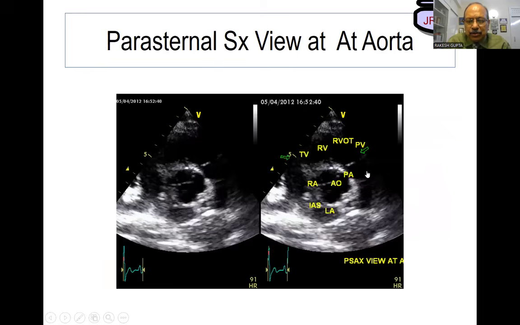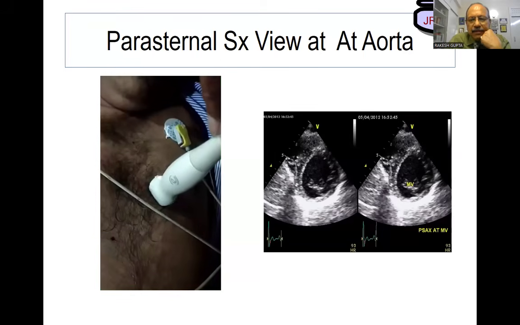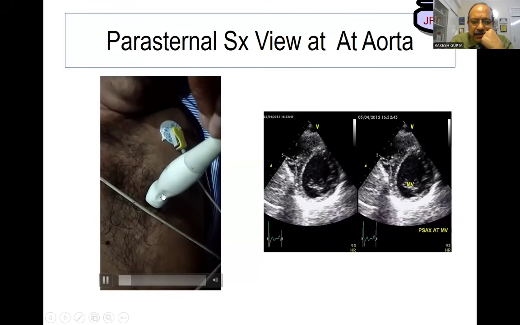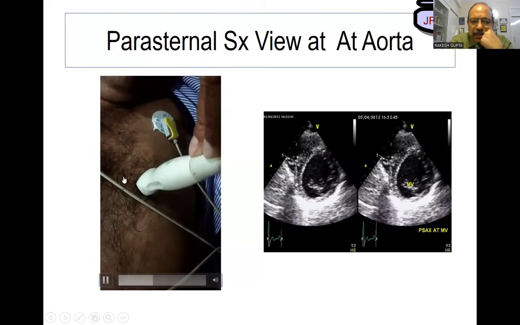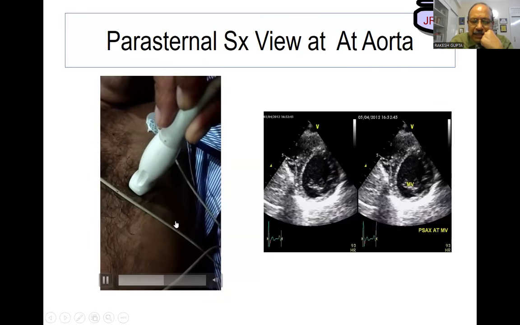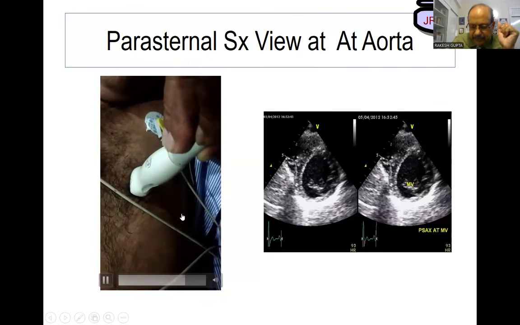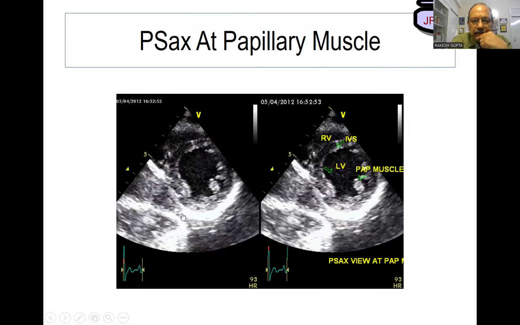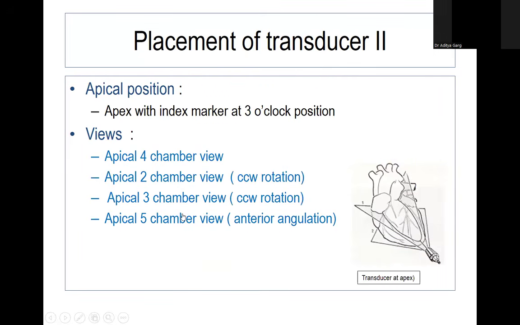So now I'll go and show you the views. Repeat it again. 90 degrees, footprint looking to the aorta, short axis view at the aorta, then mitral valve, then papillary muscles, and then the apex. 4 views, which you see over here. Now moving from the parasternal window, let's move towards the apical window. Now let's see what the views are.